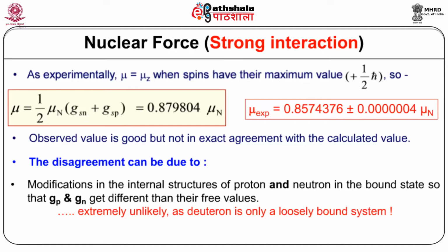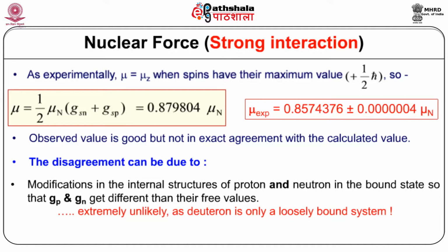then mu has to be 0.879804, whereas the experimental value is measured as 0.857436776 plus minus 0.000004 mu n. So the observed value is found to be in good but not in exact agreement with the calculated value. So disagreement is seen between the measured value and the calculated value.